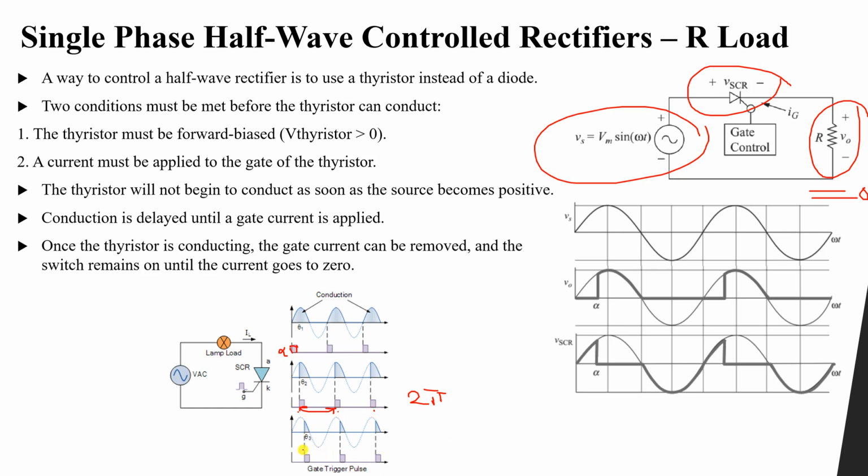Here is another angle, theta 3. As you can see, as the firing angle alpha increases, the V output will start decreasing. With firing angle equal to 0, there is lots of voltage. At theta 2, when alpha increased, the voltage here is smaller than here. And at theta 3, you can see a very small part. So by controlling alpha, we can control the output voltage.